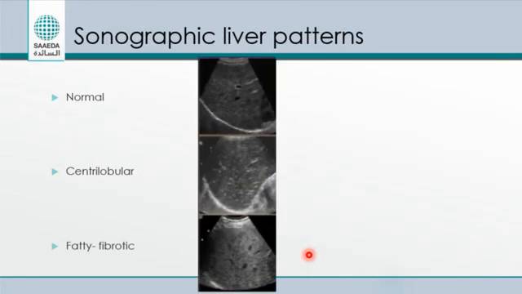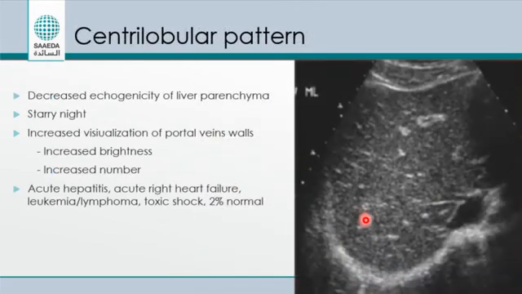Regarding the sonographic liver patterns, we have the normal liver pattern, we have the centrilobular liver pattern, and we have the fatty fibrotic liver pattern. We covered the normal, now we will cover the centrilobular liver pattern. If you look carefully at this image, you will see it has a lot of portal veins, abnormally a lot. Now the body does not form new portal veins, they are already there, they're just more visible here. Why is that? Because the liver parenchyma is edematous. When you have edema, you have hypoechogenicity. The portal veins will be more obvious. You will see them more clearly due to the edema of the liver parenchyma.